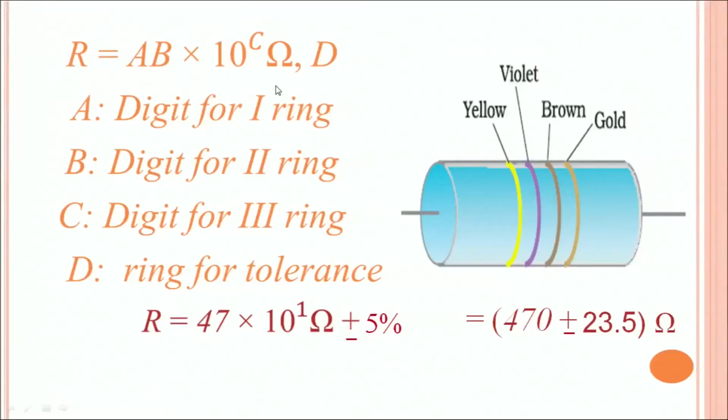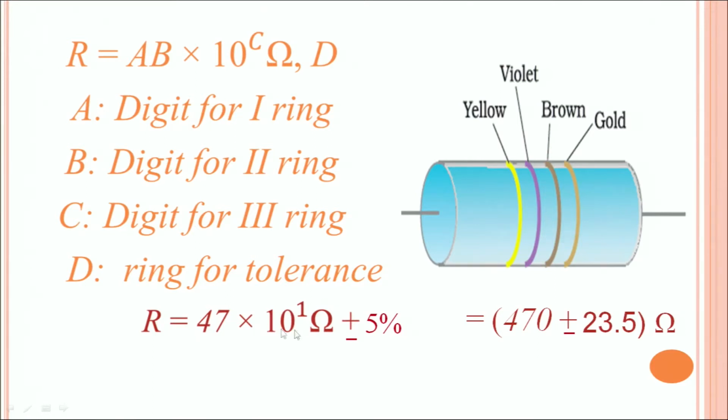Now, how to read the values? There is a very simple formula. R is equal to AB into 10 raised to power C ohms. Now, what is A? A is the digital value of the first colored ring, opposite to the golden ring. So, yellow has a digital value 4. Then the second color is violet, which has a digital value of 7, into 10 raised to power C, where C is the digital value of the third color. The third color is brown, which has a digital value of 1.